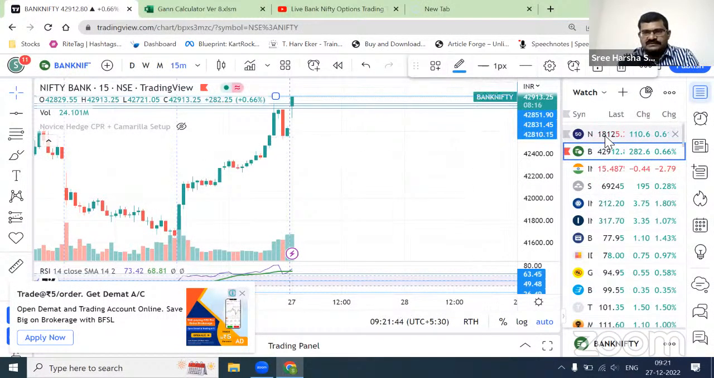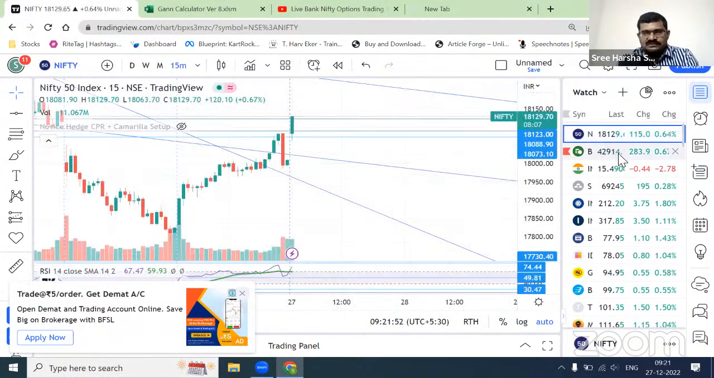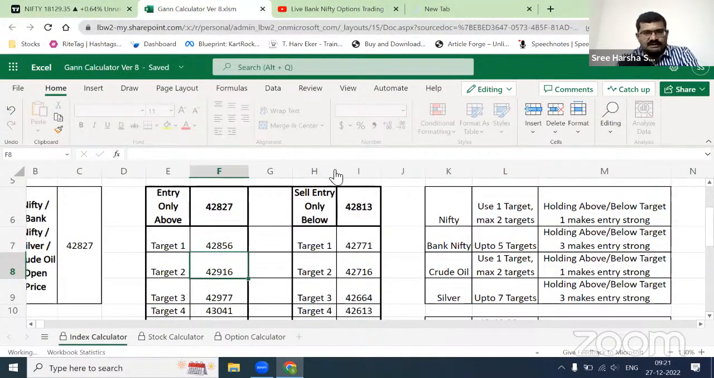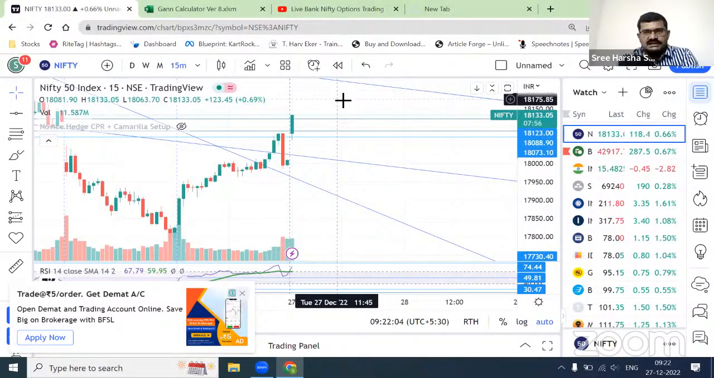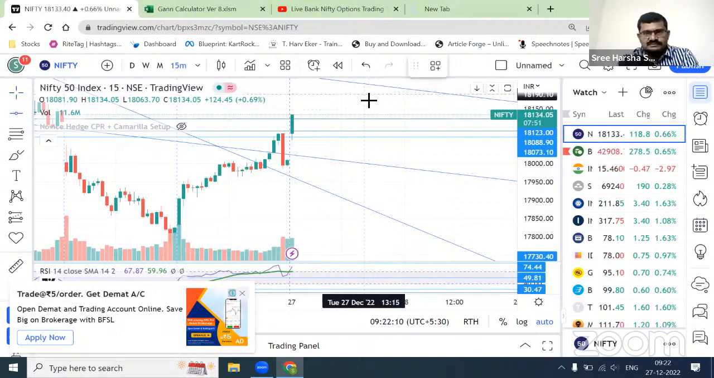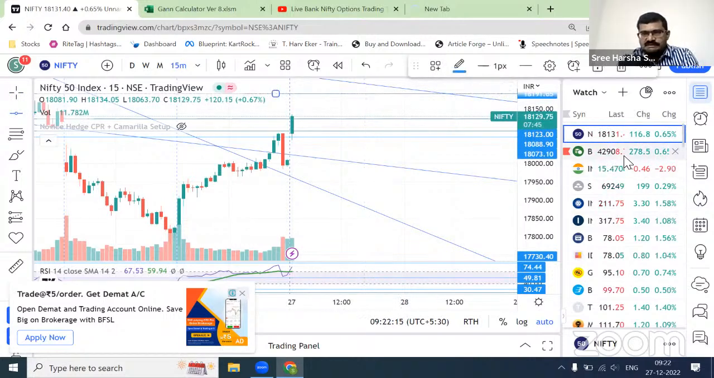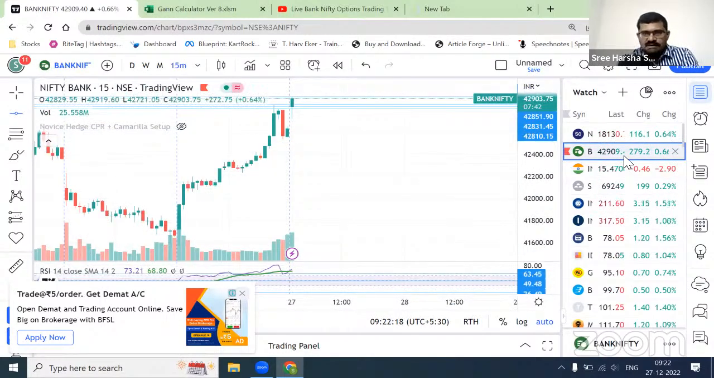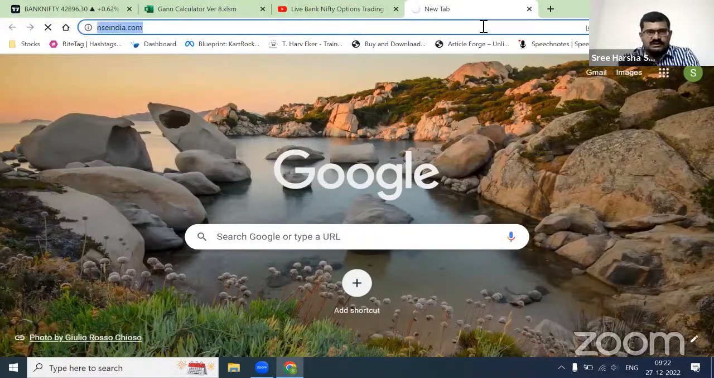If you see, the Nifty first target is done. 123 was the target. As long as it continues, the next target will come somewhere around 18,191. That is the next target. And let's see what is happening with the broader market.